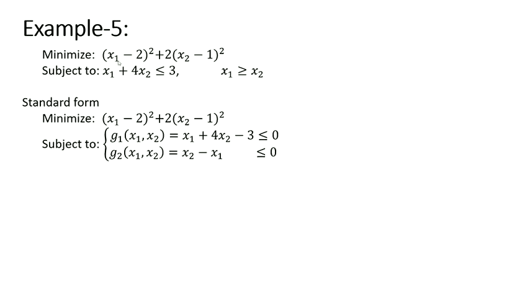Okay, so we convert this to standard form. So we minimize, and subject to, this is g1(x1, x2). So this is our first constraint, x1 plus 4x2 minus 3 less than or equal to 0. And this one is x2 minus x1 is less than or equal to 0. That's g2. Okay, and these are all straight lines in the x1, x2 plane. So this is the standard form of our COP.